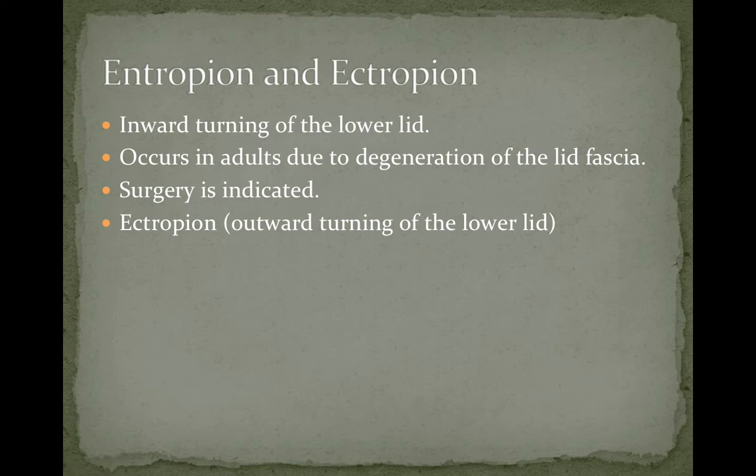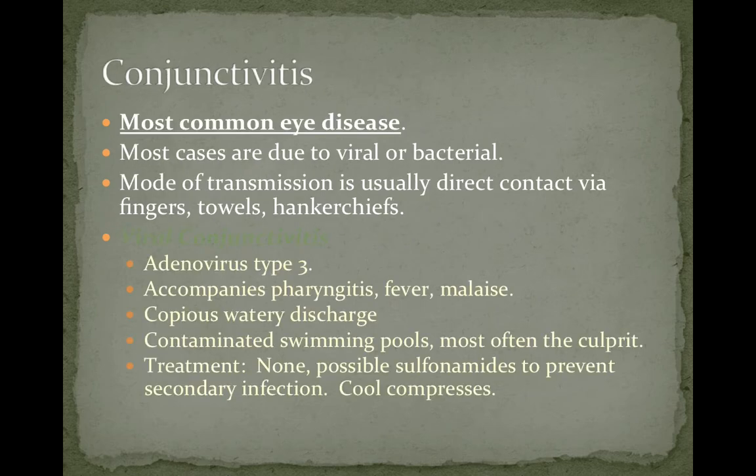And an entropion or an ectropion is an inward turning of the lower lid. It occurs in adults because of the degeneration of the lid fascia. Typically, patients require surgery for this, and the entropion is the inward turning and the ectropion is the outward turning. If somebody has a problem with their lid, then you need to send them to the ophthalmologist where they will have surgical repair.